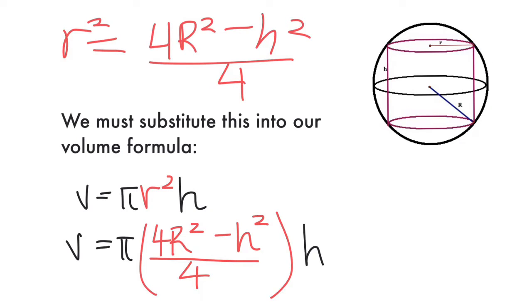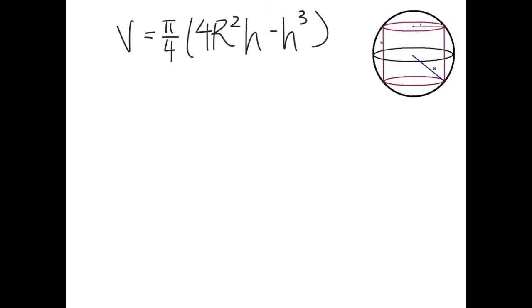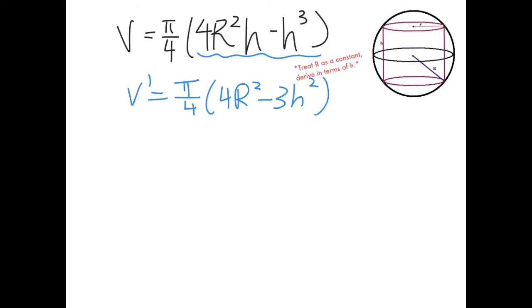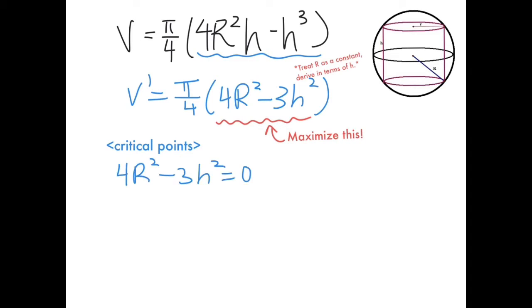Now you have the volume of the cylinder in terms of the sphere's radius. Simplify the volume of the cylinder. Now find the derivative of the volume. Then you can find the maximum value of the volume of the cylinder. To find the maximum value, find the critical points. This is when the derivative equals 0.